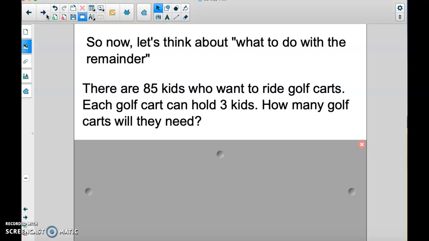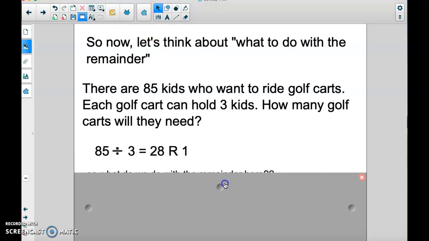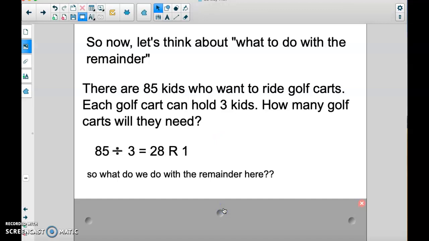Now, let's look at this problem, thinking about what to do with the remainder. If there are 85 kids who want to ride golf carts, because who doesn't want to ride a golf cart? Each golf cart can hold 3 kids. How many golf carts will they need? So the problem is still the same. It's what we just did. It's still 85 divided by 3, right? And so we get 28 remainder 1.